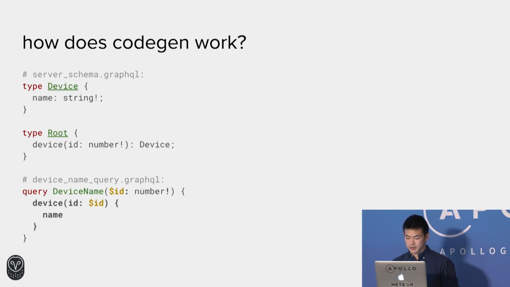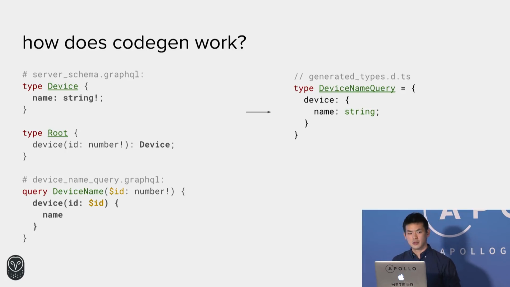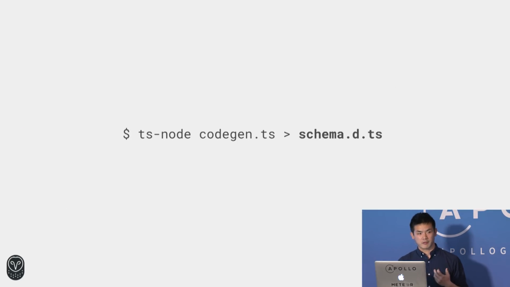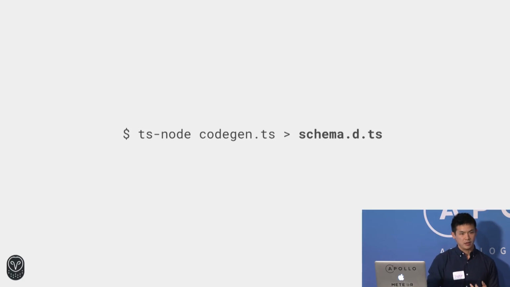And similarly, if I look at the result of the query, so the device and name, I can match that up against the schema, understand that the device resolver returns the device type, and then the device type has a name on it. And so then I can output the query result type as well. So this is pretty great. We have a codegen tool. We can run it on the command line. We don't need to manually type out any of our types, and we get all the benefits that we talked about earlier.